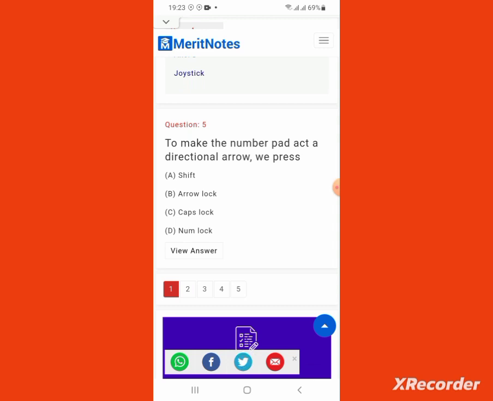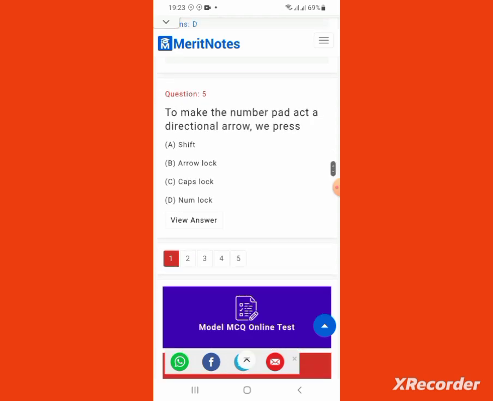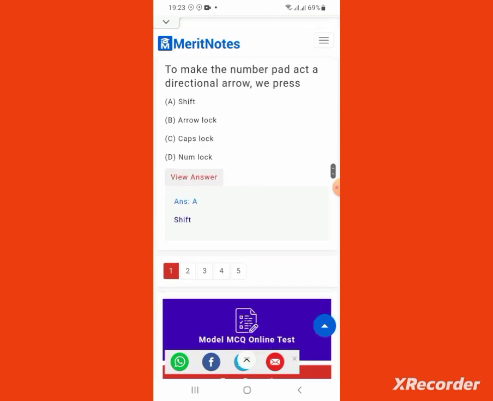Question number 5: To make the numbers on the keypad work as directional arrows, we press A, shift. B, arrow lock. C, caps lock. D, num lock. The correct answer is num lock.